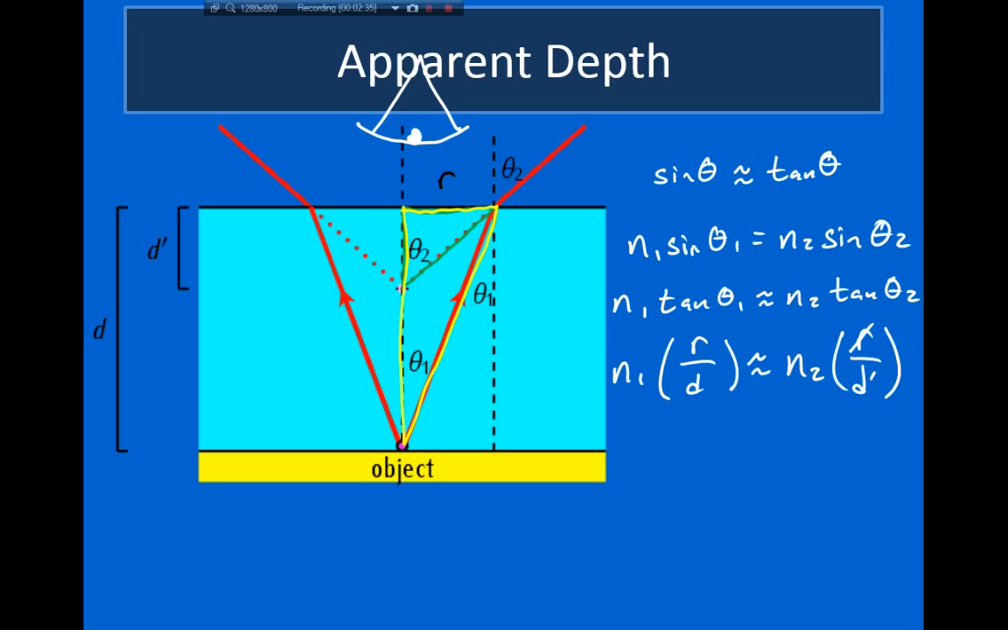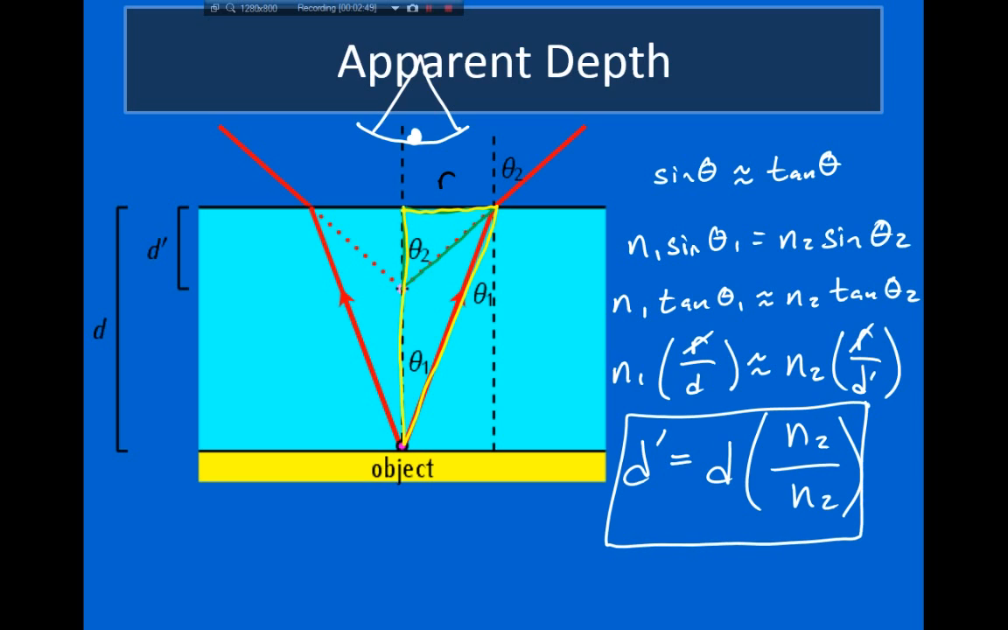So this length r is the same for both of them, so we could cancel that out, and if I solve for the apparent depth of the object, I see that it's equal to the actual depth of the object times the ratio of these two indices of refraction. So this is how you calculate the apparent depth of an object when it's sitting at the bottom of a pool.